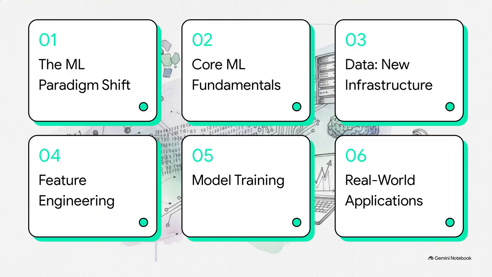So here is our roadmap for today. We're going to cover, first, the ML paradigm shift. Second, core ML fundamentals. Third, data, the new infrastructure. Fourth, feature engineering explained. Fifth, model training mechanics. And finally, number 6, real-world IT applications.